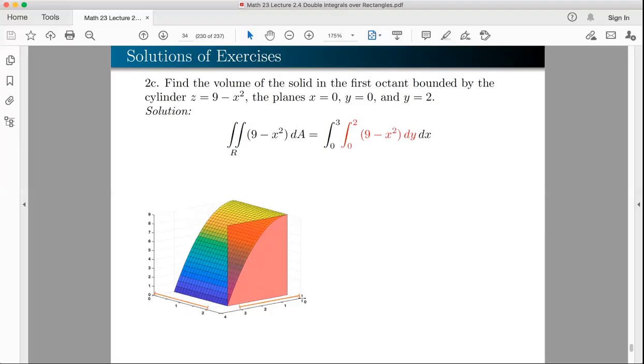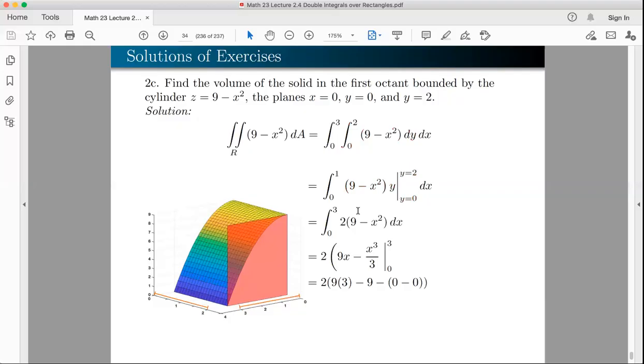Evaluating the inside, we get 9 minus x squared, quantity times y, with y from 0 to 2. Evaluating that, we can put the 2 outside, and we have 9x minus x cubed over 3 from 0 to 3. That's the definite integral with respect to x, and this gives us the value of 36. So the volume is 36 cubic units.